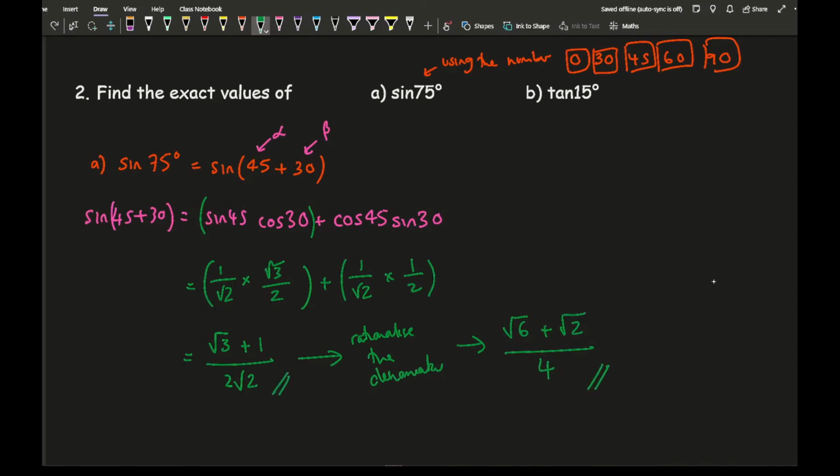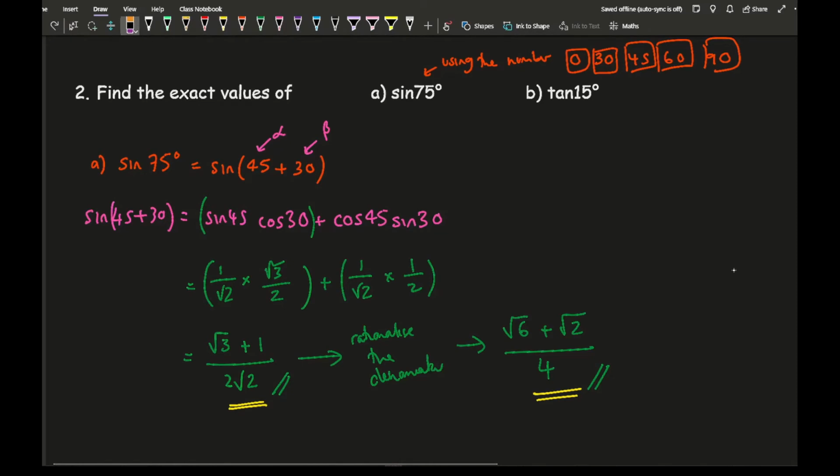So either of those two answers depends on how the question's asking. If it's insisting on you using a rationalised denominator, then use it. If it doesn't mention anything about rationalised denominator, then I would say that this answer here would be absolutely fine. But if it's a show that question, then obviously it could be the rationalised answer. So let's have a look at B.